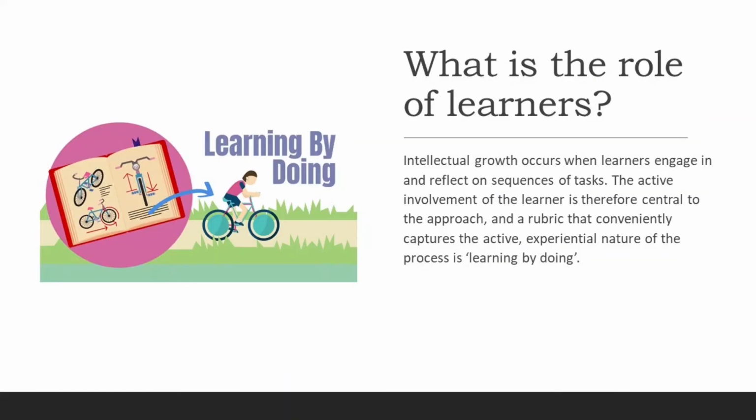And what is the role of learners? Intellectual growth occurs when learners engage in and reflect on sequences of tasks. The active involvement of the learner is therefore central to the approach, and a rubric that conveniently captures the active, experiential nature of the process is learning by doing.